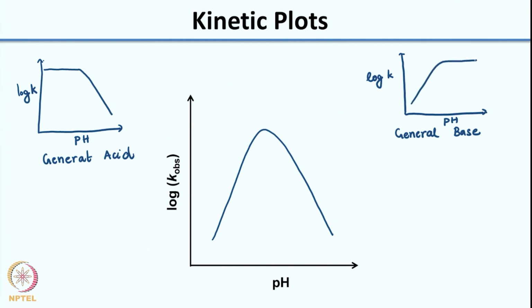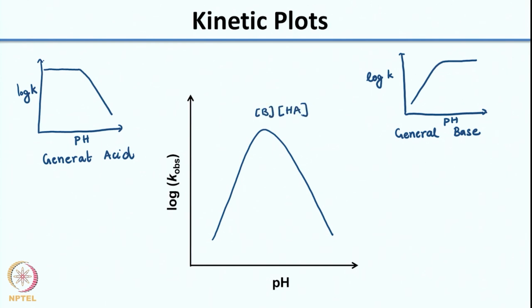Here, at low pH, because you have a lower concentration of B, as you increase the pH you have more of B, rather than BH plus. As you increase the pH you will increase the concentration of B till you reach the state where you have the maximum rate. You will have maximum rate when you have a good concentration of both B as well as HA.